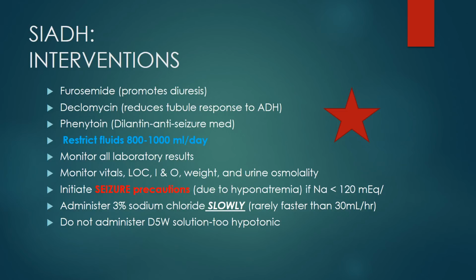Also, we liked giving hypotonic fluids to our patients with diabetes insipidus because their blood was so concentrated. But in the case of SIADH, we already have dilute blood, so these patients should not get hypotonic fluids like half-normal saline or D5W.